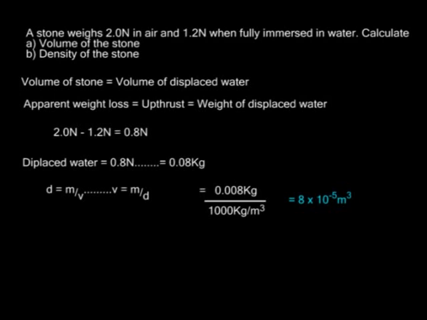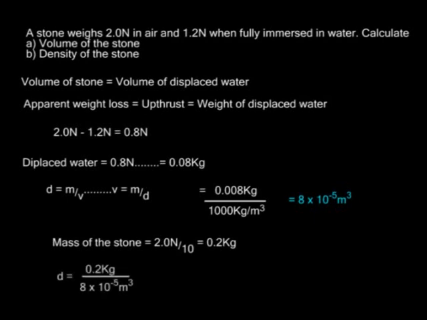B. Density of the stone. Density is equal to mass over volume. Mass of the stone is equal to 2 newtons over 10, which gives us 0.2 kilograms. We have its volume, 8 times 10 to the power negative 5 cubic meters. Density is therefore 0.2 kilograms over 8 times 10 to the power negative 5 cubic meters, which gives us 2,500 kilograms per cubic meter, which is also equal to 2.5 grams per cubic centimeter.